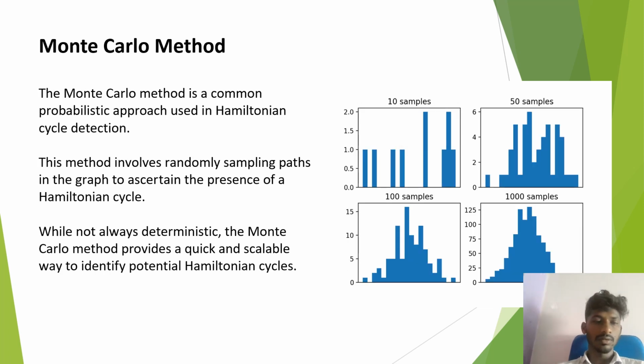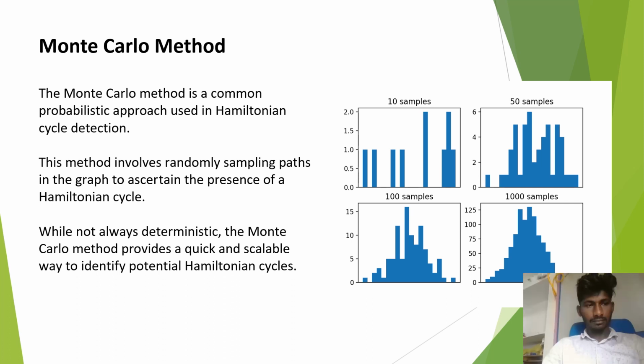Monte Carlo method. The Monte Carlo method is a common probabilistic approach used in Hamiltonian cycle detection. It can be used in finding Hamiltonian cycles by generating random paths and checking if they satisfy the necessary conditions for a Hamiltonian cycle. It's a probabilistic algorithm, meaning it might not always find a solution, but it's efficient for large graphs.